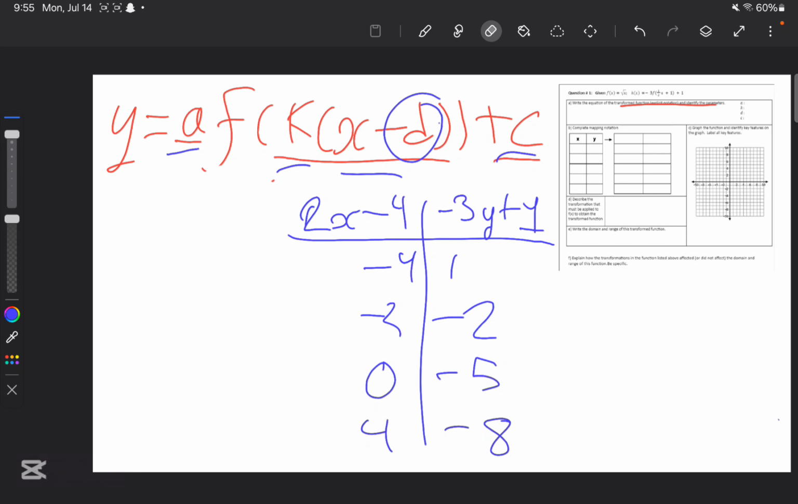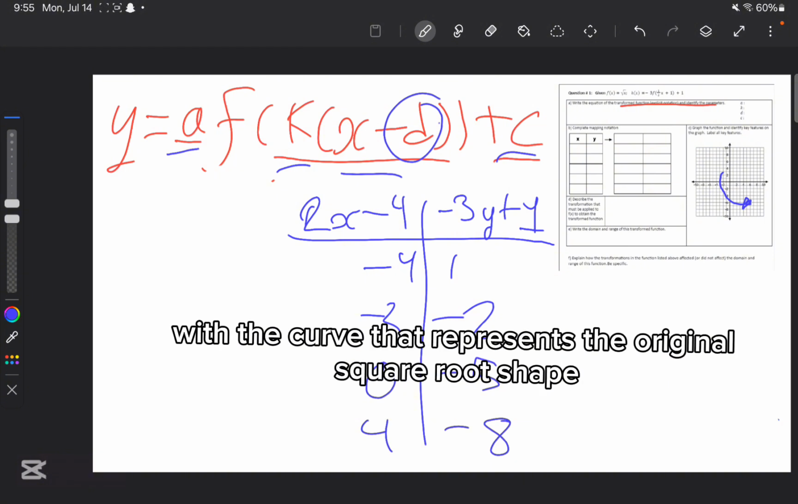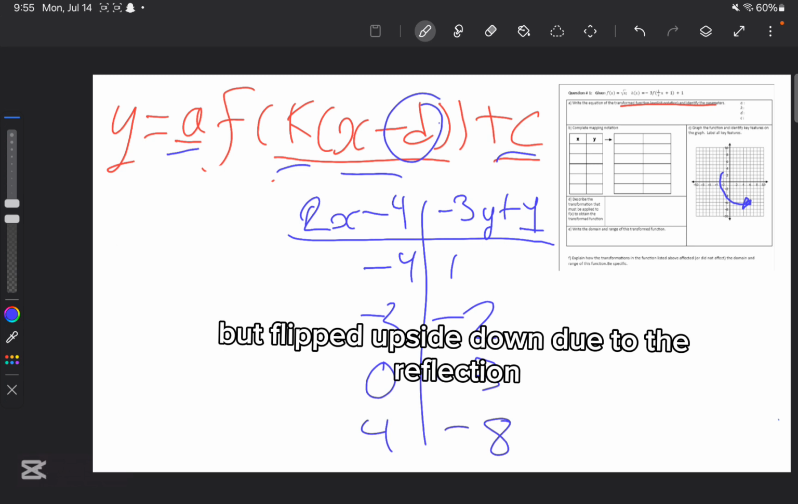So obviously I cannot be as accurate, but it should be something sort of similar to this, since it's reflecting it upside down and it's following the general curve essentially. Here are some tips for graphing. Connect the points smoothly with the curve that represents the original square root shape, but flipped upside down due to the reflection.